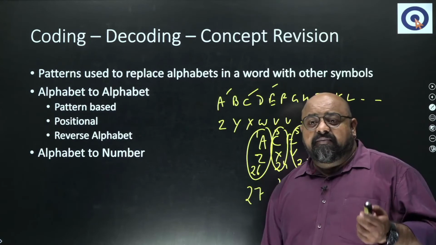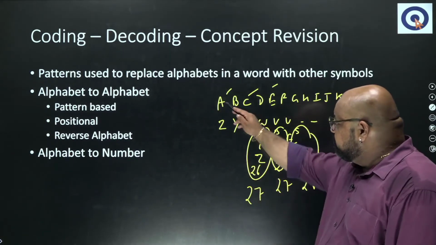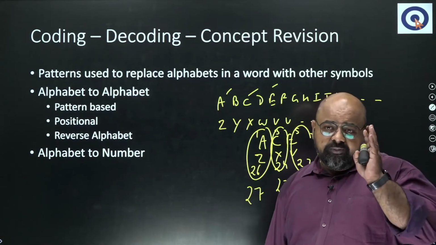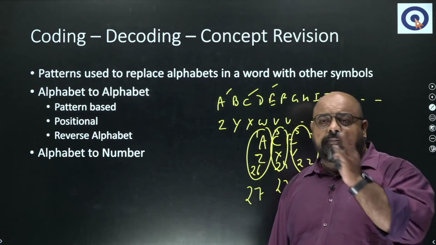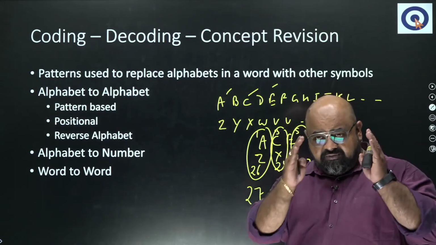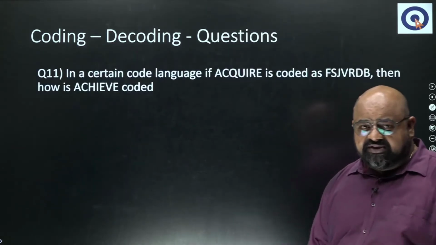There could also be alphabet to number coding. Here what is done is the number value of the alphabet, so A is 1, B is 2, C is 3, D is 4, is used in the code. The values could be taken as it is, or they could be added or multiplied. Then there is word to word coding. So one complete word is replaced by a completely different word. We'll just look at questions based on all of these.